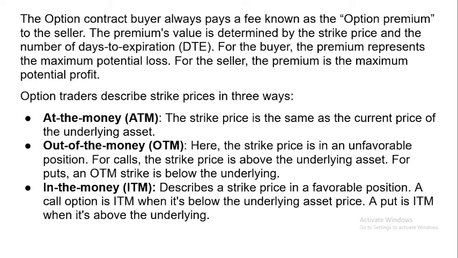Option traders describe strike price in 3 ways. At the money, where the strike price is the same as the current price of the underlying asset. Out of the money, where the strike price is in an unfavorable position. For calls, the strike price is above the underlying asset, and for puts, an out of the money strike is below the underlying.